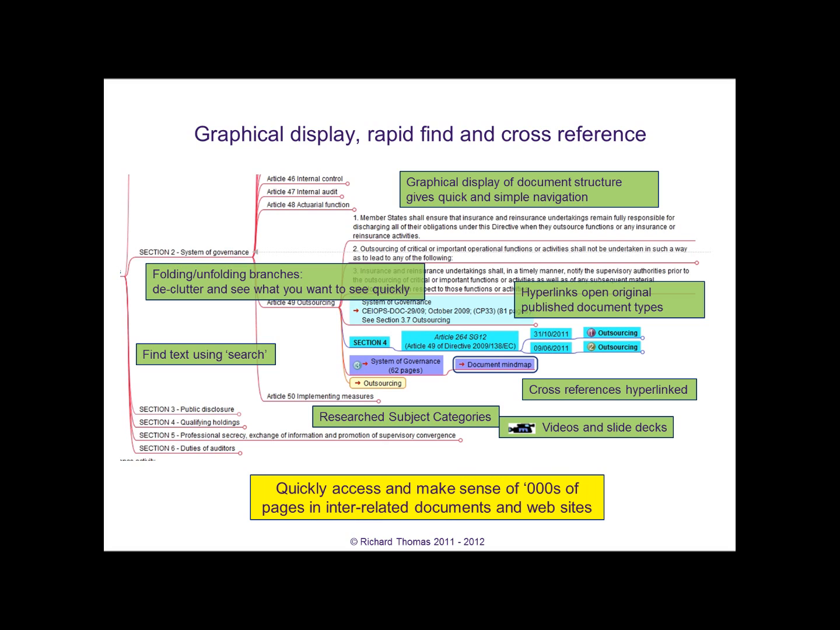In summary, this environment enables quick access to information published in any format and makes sense out of thousands of pages of text. Since publishing the CEOPS Level 2 implementing measures, most of the inbuilt hyperlinks to reference documentation are dysfunctional. This tool resolves this problem, providing another valuable time saver.